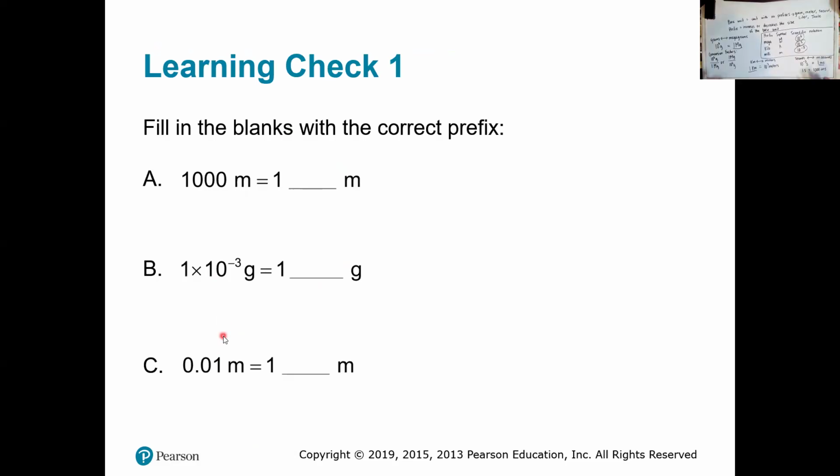So what this question is asking us to do is look back at that table of prefixes and figure out what the match is here. I'll write these down and then we'll talk them out. So the blanks here are the prefix that would make the equality true.